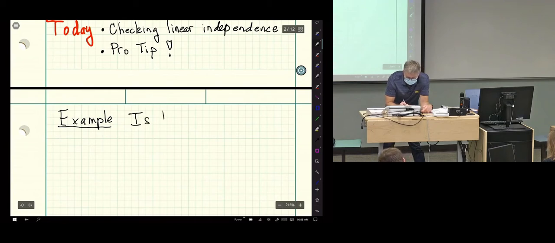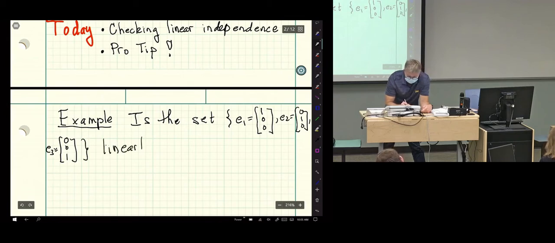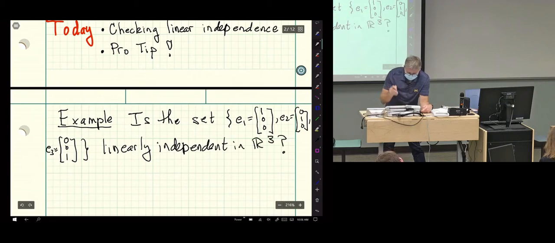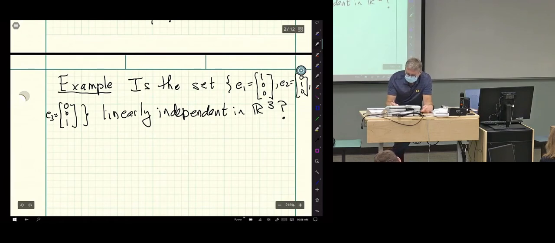Okay, so is the set, and I'll use our special unit vectors, E1, E2, and E3 equals 0, 0, 1, linearly independent in R^3? Okay, so we're just making sure that we've got the definition down. So how do we do it?